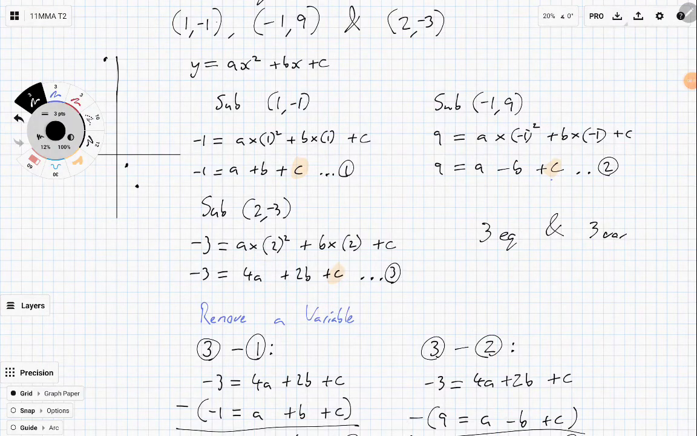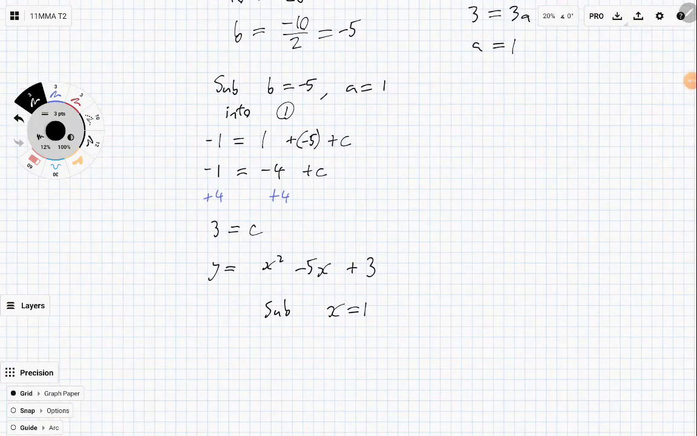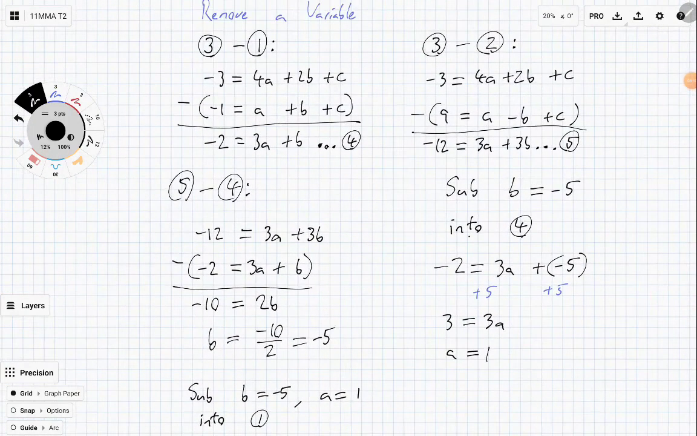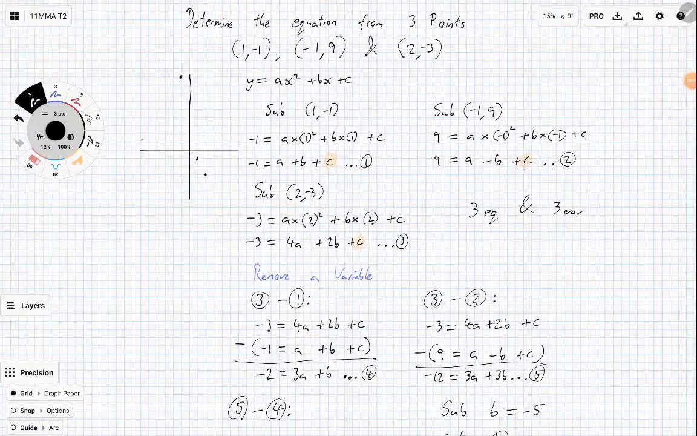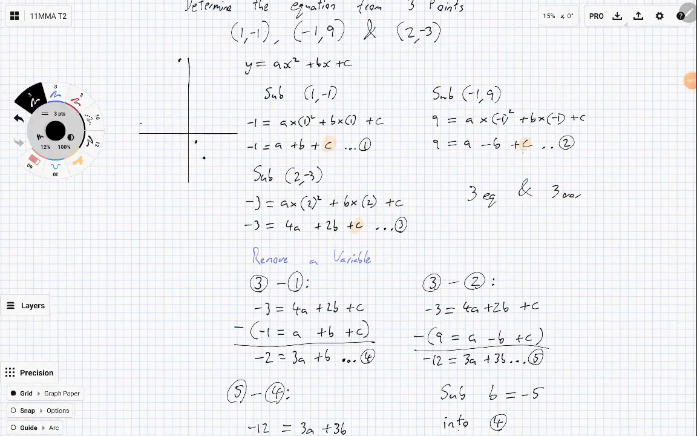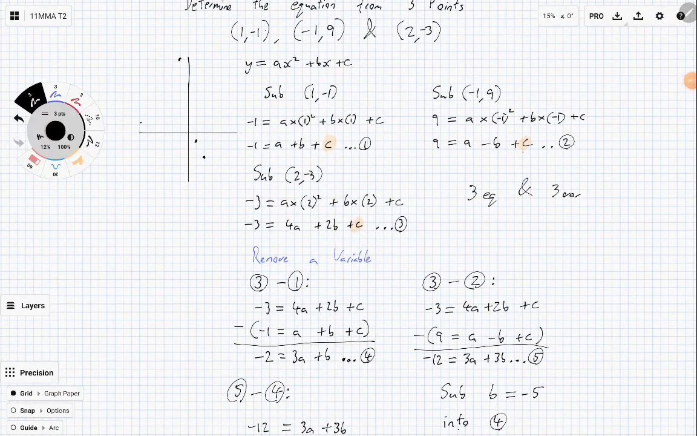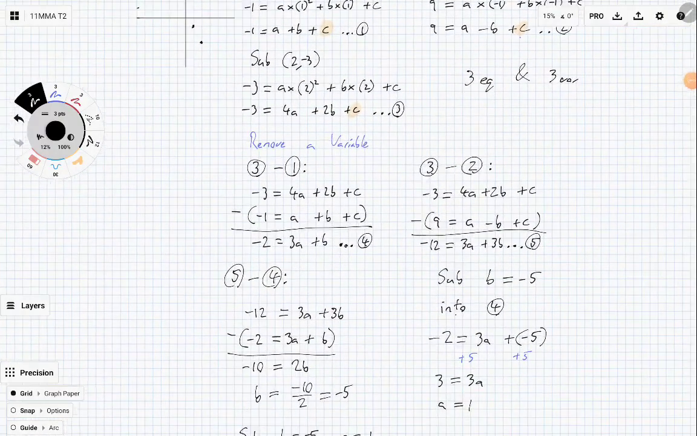So this is how, if given 3 points, you can solve using advanced simultaneous equations to solve for the equation of a quadratic. It takes a little bit of practice, but it does get a little bit easier over time.